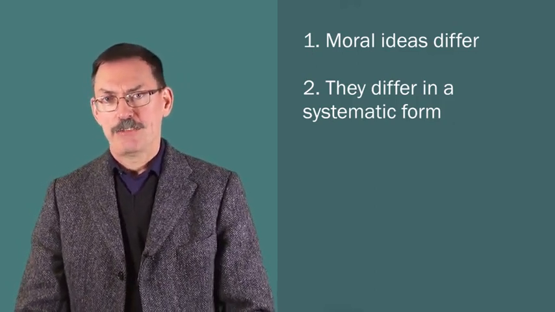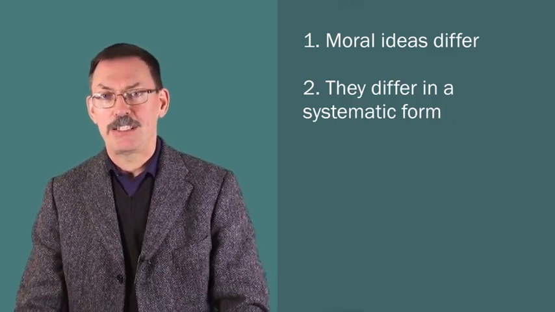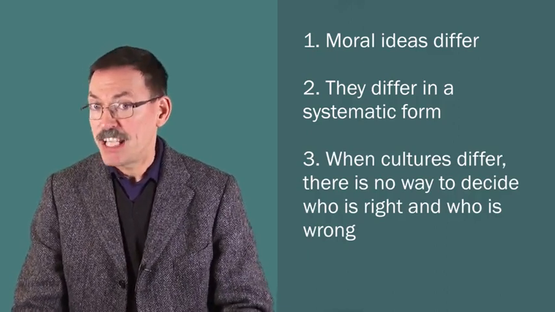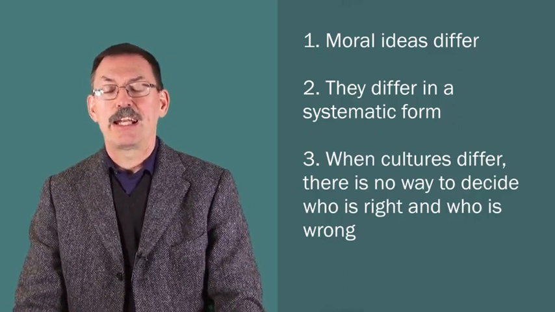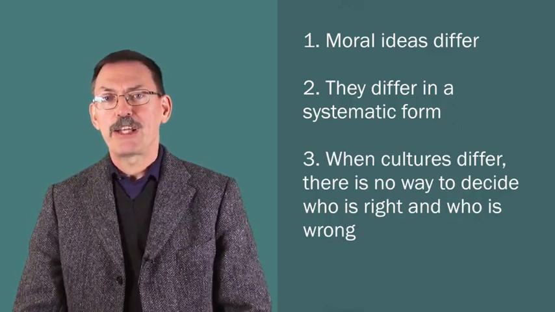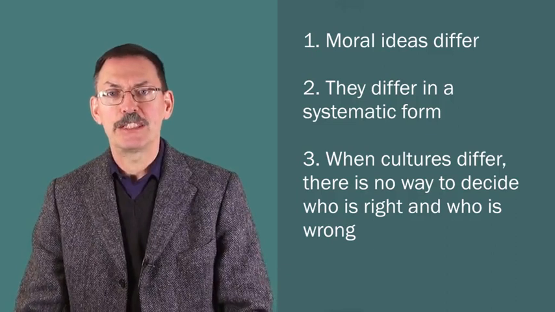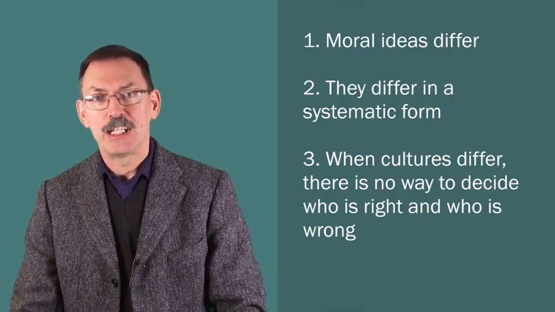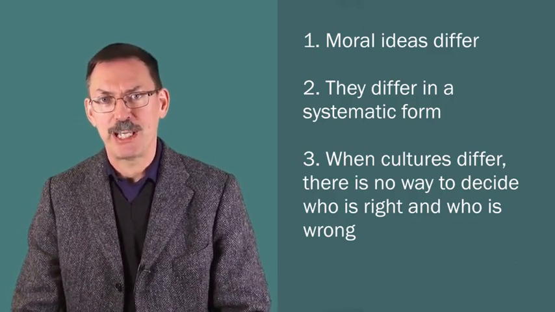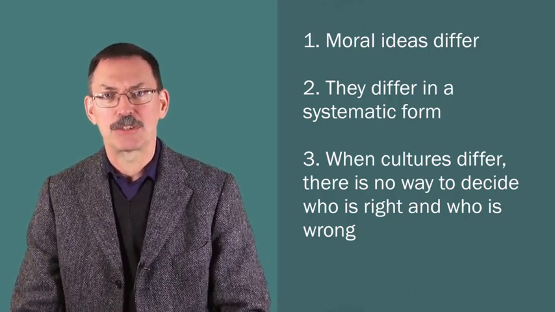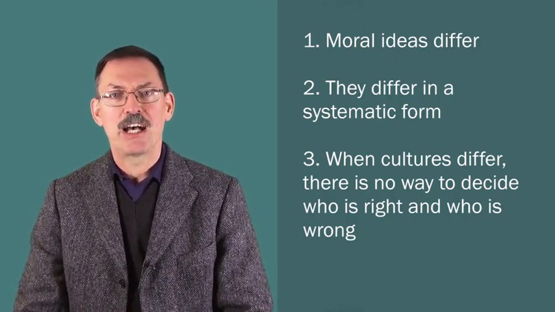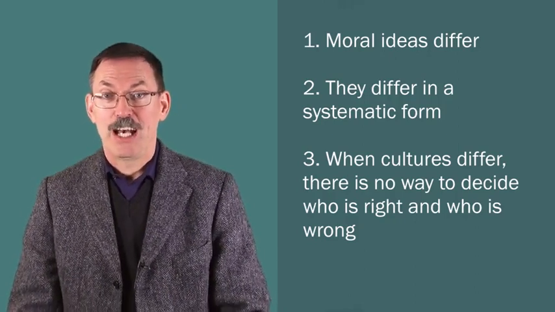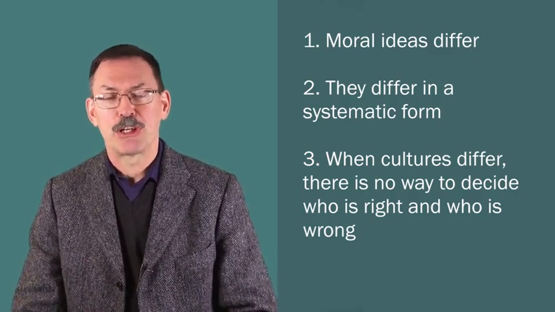The third idea now is the crunch of the matter. The third idea is to say that when cultures differ in these ways, then there is no way of putting them into an order of who is right and who is wrong. It's impossible to rank cultures with respect to their moral conceptions. In some sense, all these different moral conceptions are equally justified or equally unjustified. That's roughly the structure of a relativist position.